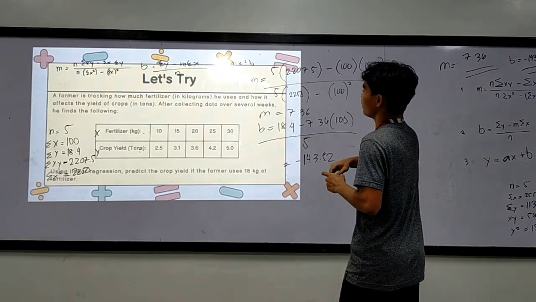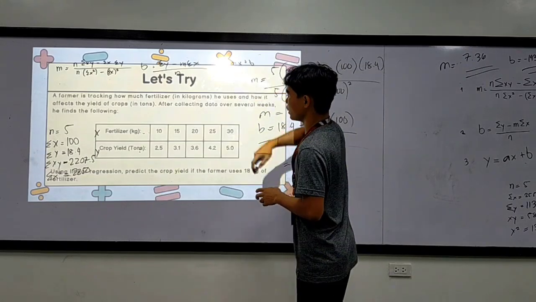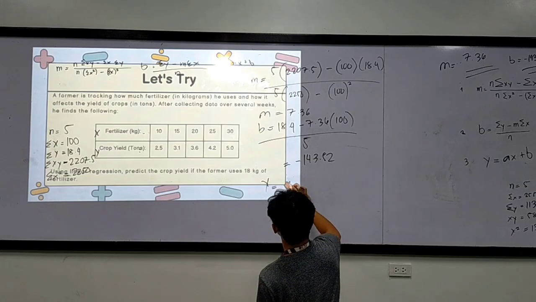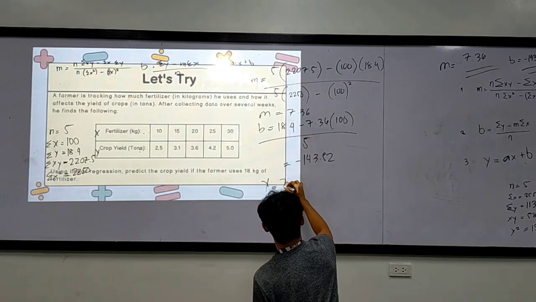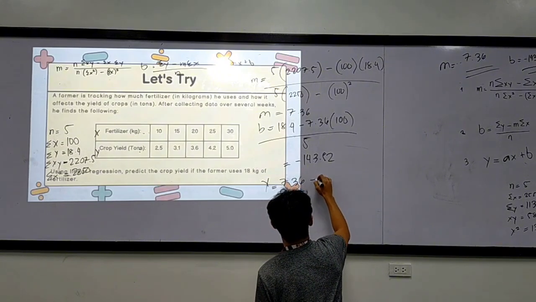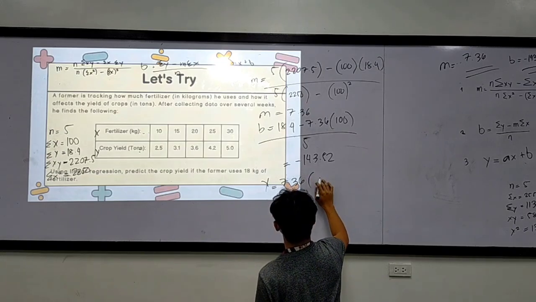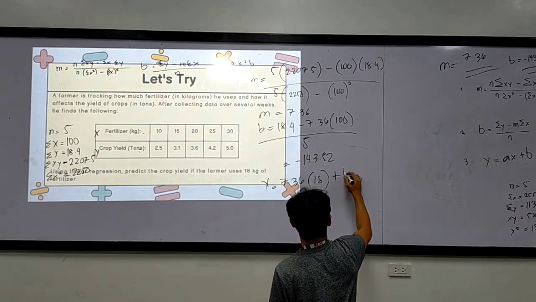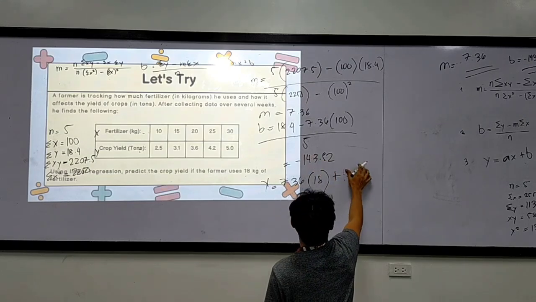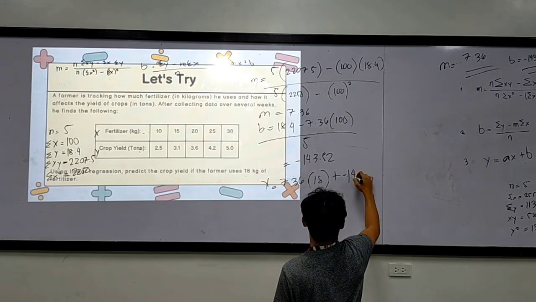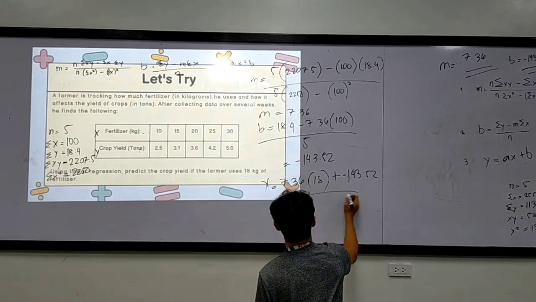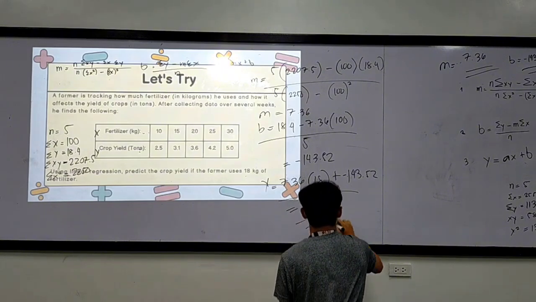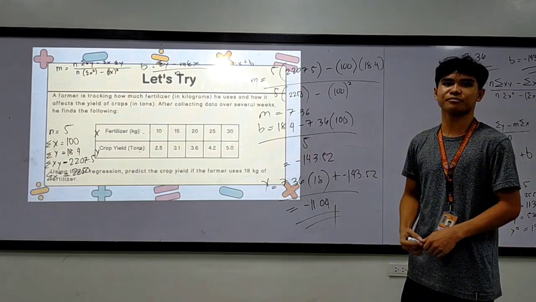So the main formula for linear regression is y equals mx plus b. So y is equal to m, which is 7.36, times x. The x is the independent variable, so 18, plus b. B is negative 143.52. So the answer is negative 11.04. So this is the answer for problem number 4.